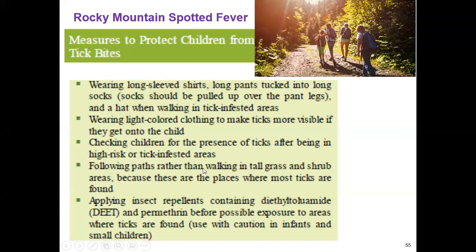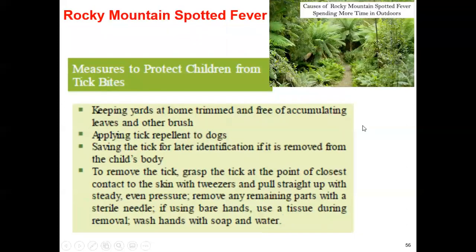Follow the path rather than walking in tall grass, because these are the places where most ticks are found. It is good to apply DEET before you start to go. So you see the picture: the causes of Rocky Mountain spotted fever, and spending more time outdoors.